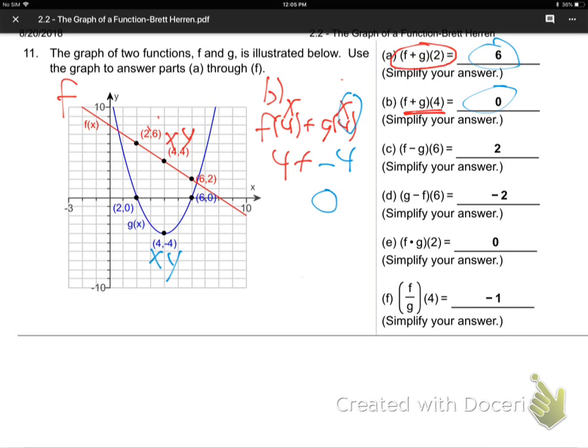You okay? You guys still look like you're giving it a close look. You want to do one more? Want to jump down and do maybe the hardest one? Try part F. So f divided by g of 4, right? It's going to be f of 4 over g of 4, isn't it? Okay. So go to the graph, find f of 4, which is 4. And find g of 4. See if you can find those.